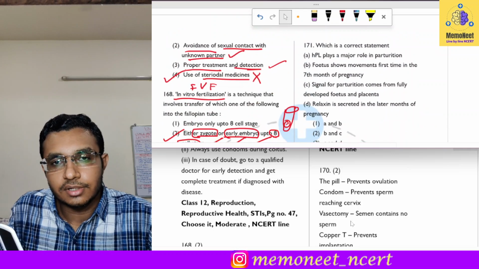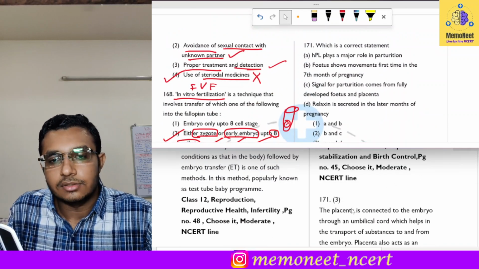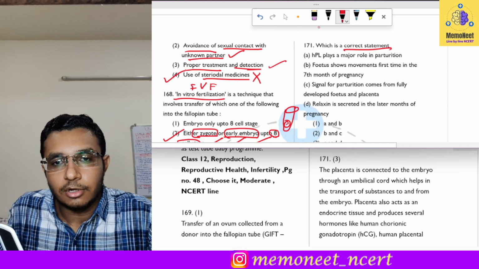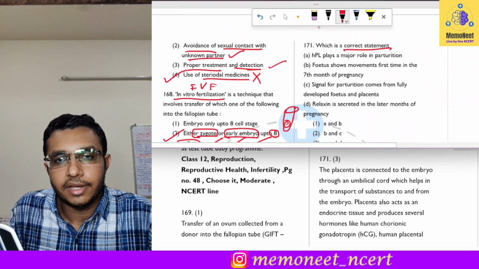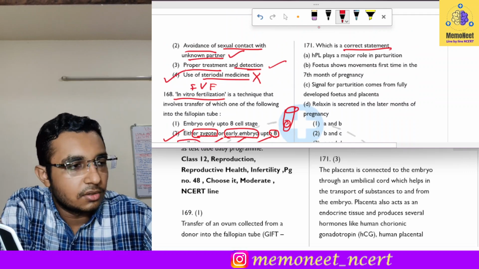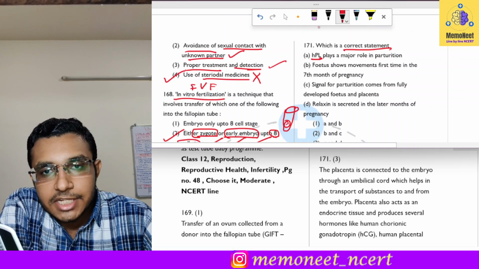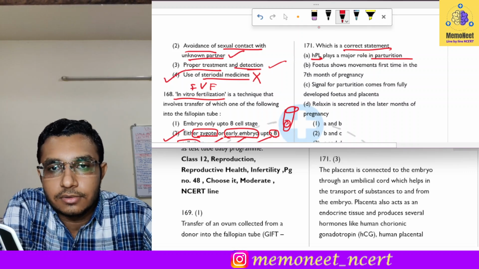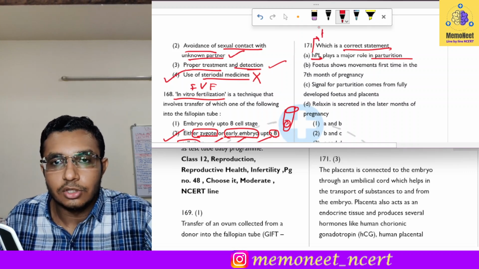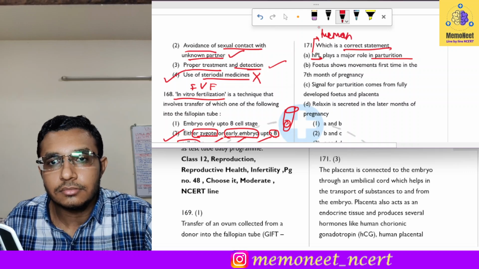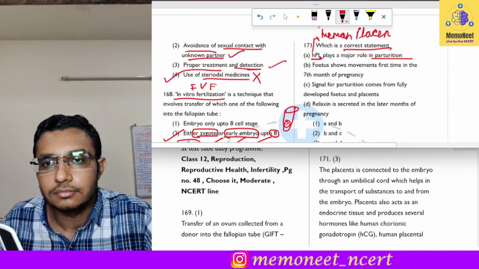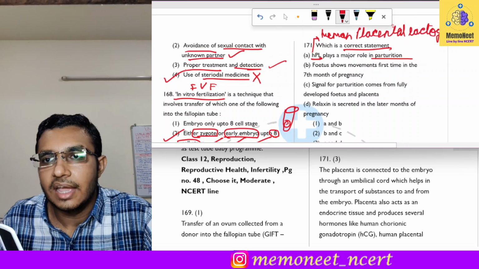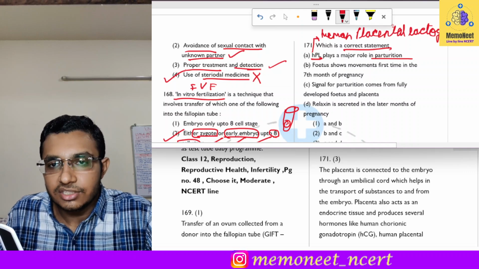So the correct answer of this question is option 2. The next question is question number 171. So it states that which is a correct statement. Okay, so among the following 4 statements we have to identify which of them is correct. Okay, so the first statement is HPL plays a major role in parturition. So what is HPL first of all? So HPL is human placental lactogen. Okay, and it does not play a major role in parturition.